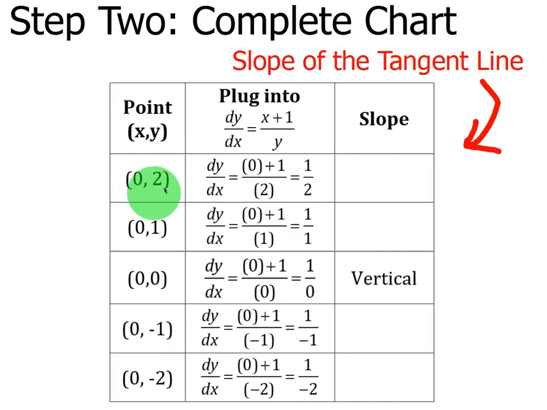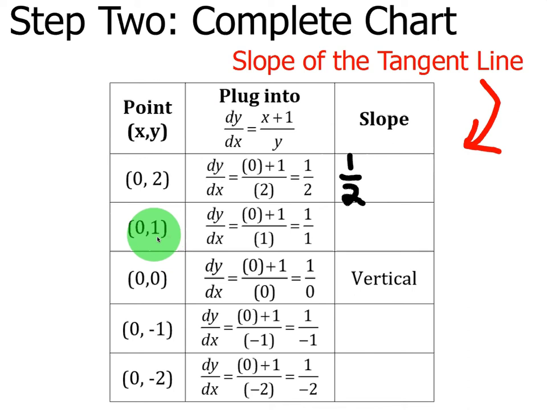At 0 comma 2, again, I'm going to plug in 0 for x into my differential equation and 2 for y, and I got 1/2. Okay, so my slope at 0 comma 2 is going to be 1/2. Now you might be asking, how do you sketch 1/2? The way I like to think of it is this. Well, actually, I'll go back and talk about how to sketch that in a second.